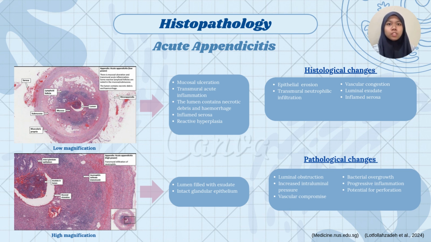Pathogenesis typically begins with luminal obstruction caused by fecalith or lymphoid hyperplasia. Mucus accumulates, intraluminal pressure increases, and vascular compression leads to ischemia. This sets the stage for bacterial overgrowth, ultimately resulting in progressive inflammation.